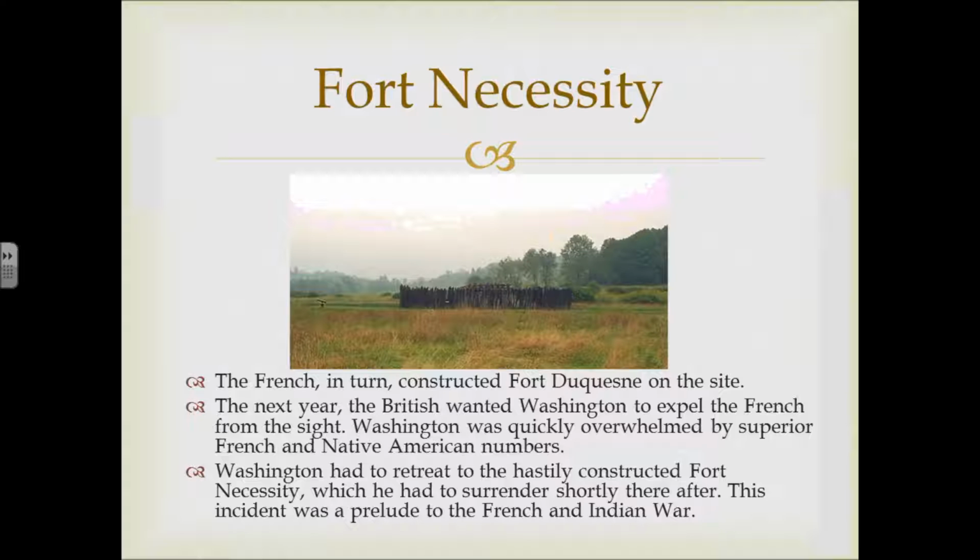So what effect is that going to have? The French then in turn constructed Fort Duquesne. The next year, the British wanted Washington to expel the French from the site, get rid of the French. But Washington was quickly overwhelmed by the superior French army and their help of the Native Americans. Washington hasn't always been this war hero. This was his first failure as a leader. Washington had to retreat, Fort Necessity, and he had to surrender shortly after. And this is going to be the first incident of the French and Indian War.